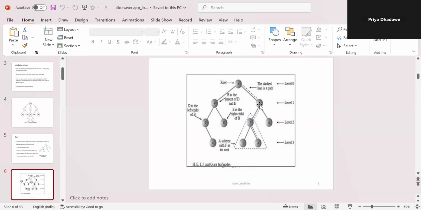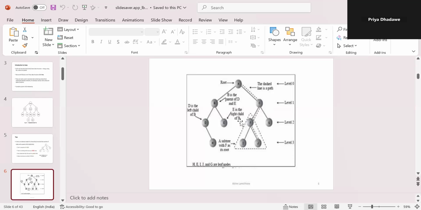B and C are child nodes of A, so B and C are siblings of each other, because they belong to the same parent node, that is A. Now B is again a parent node as it has two children, D node and E node. D node is considered its left child and E node its right child. Again, D and E are siblings to each other because their parent is the same, that is B node.